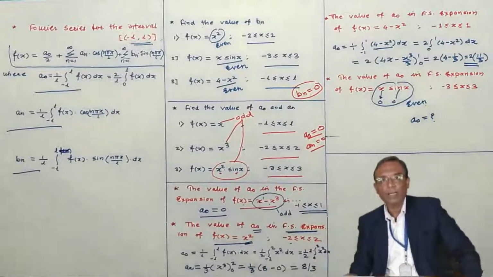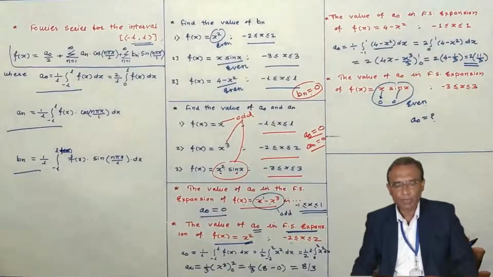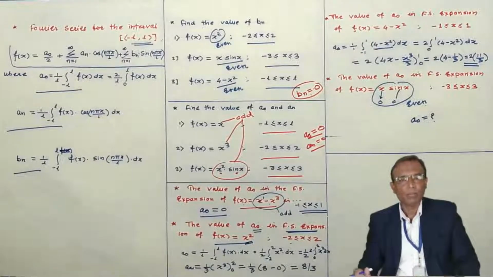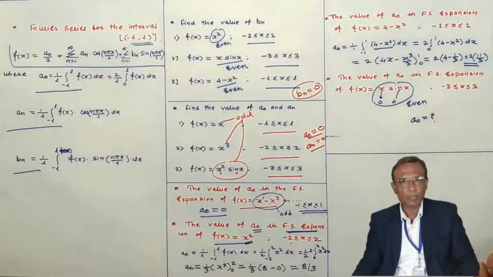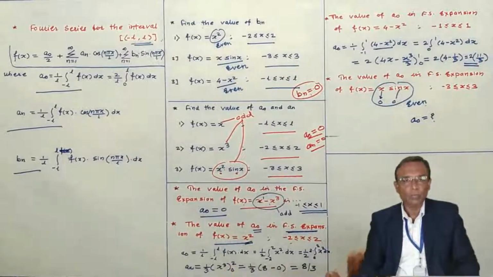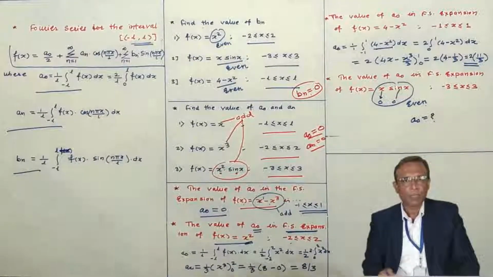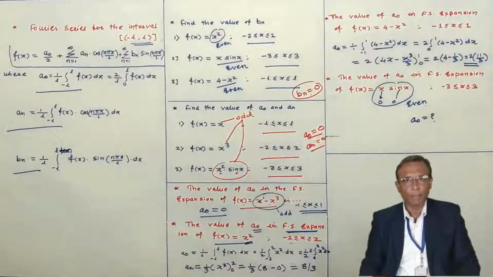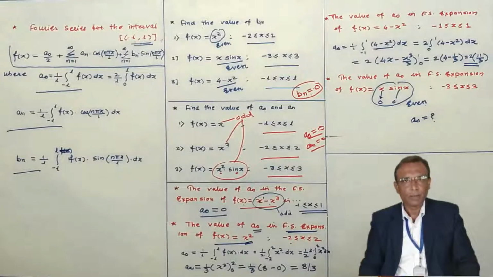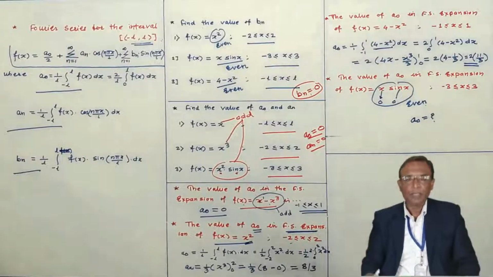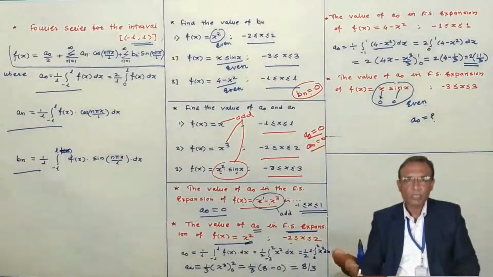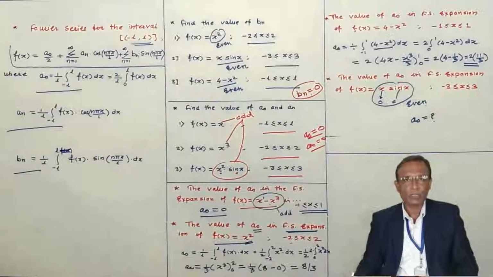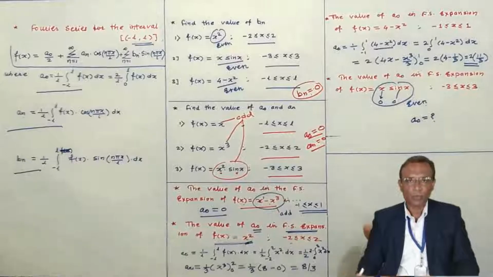Almost all the varieties of the problem we have covered. In the examination it is more likely that the value of a0 will be asked, and all formulae for 0 to 2 pi, minus pi to pi, 0 to 2L, and minus L to L, all formulae of a0, an and bn will be asked in the examination. In the next video lecture, we will discuss half-range series and applications of Fourier series, that is harmonic analysis. We stop here. Thank you very much.